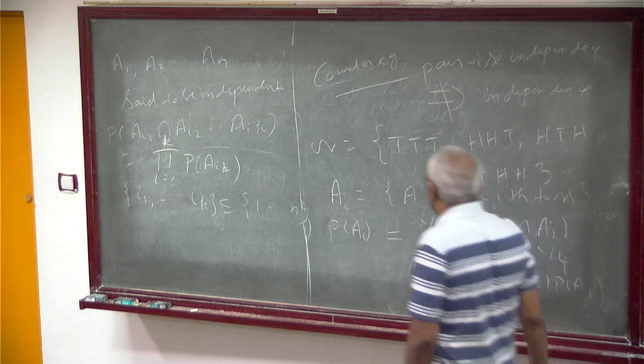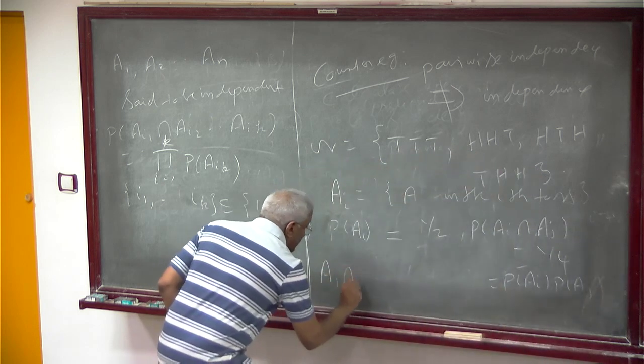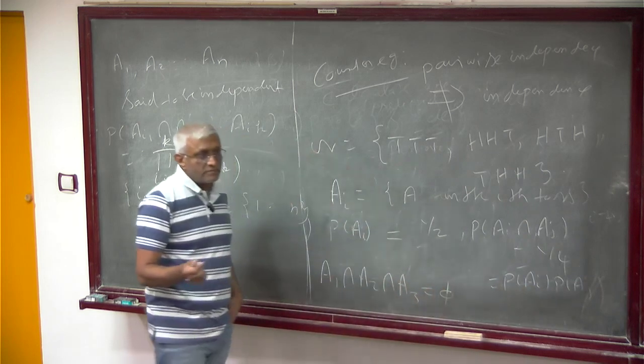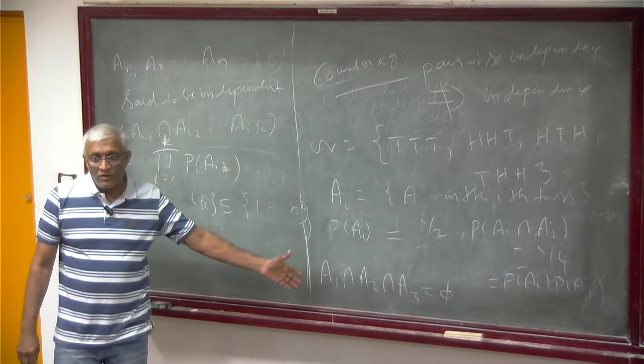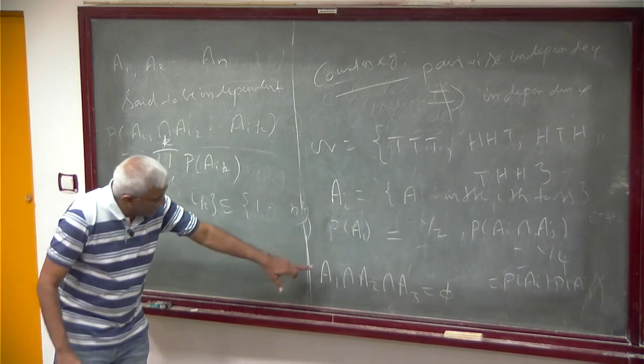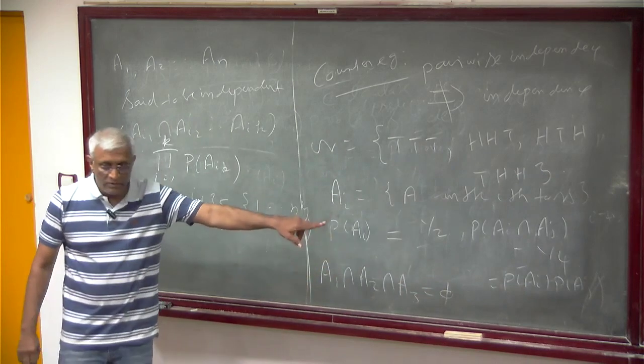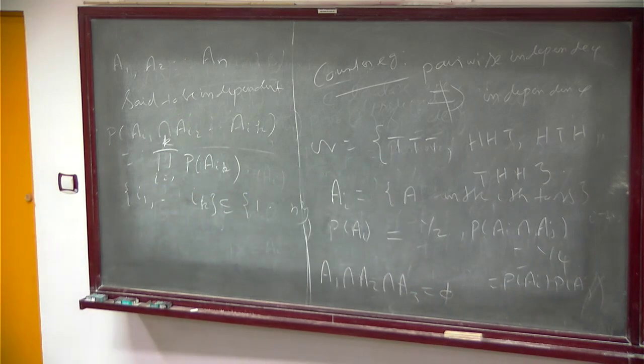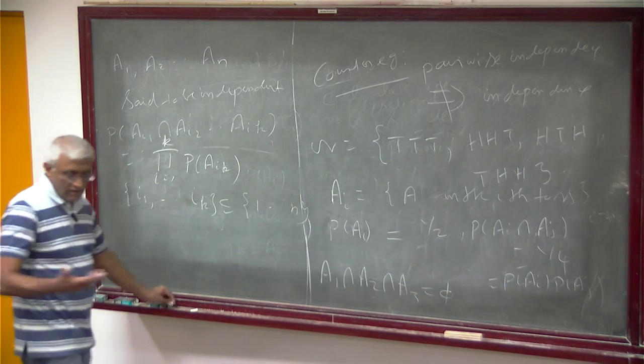On the other hand, the set A1 intersection A2 intersection A3 is empty, so the probability should be 0. But P of A1 times P of A2 times P of A3 should be 1 by 8, which is not the case. So pairwise independent does not mean they are independent. I'll stop here, and I'll continue.